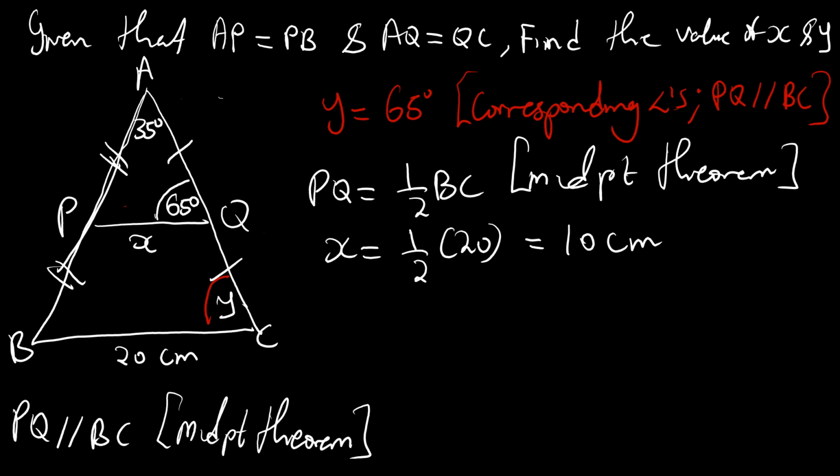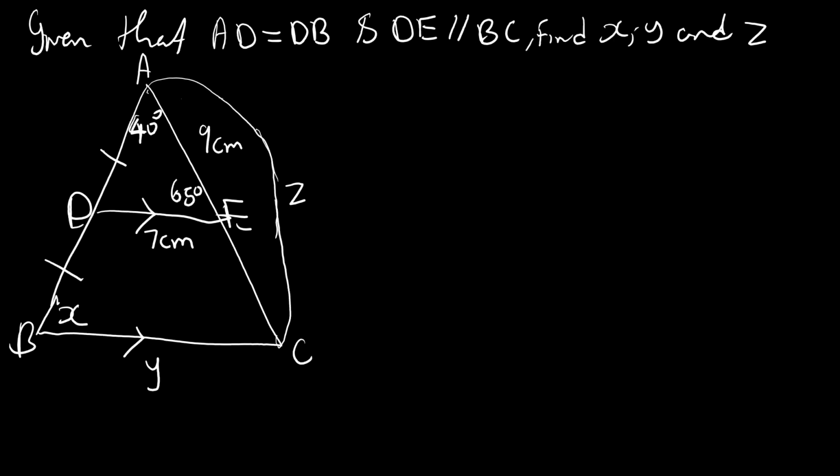Okay, so let's go to the second one. So here's our second question. We are given that AD is equal to DB and DE is parallel to BC. The question says find the value of x, y, and z. Z we are referring to the length of AC or side AC. Then if you analyze what we are given, it's for a converse midpoint theorem. We don't have enough information so far to apply the midpoint theorem.